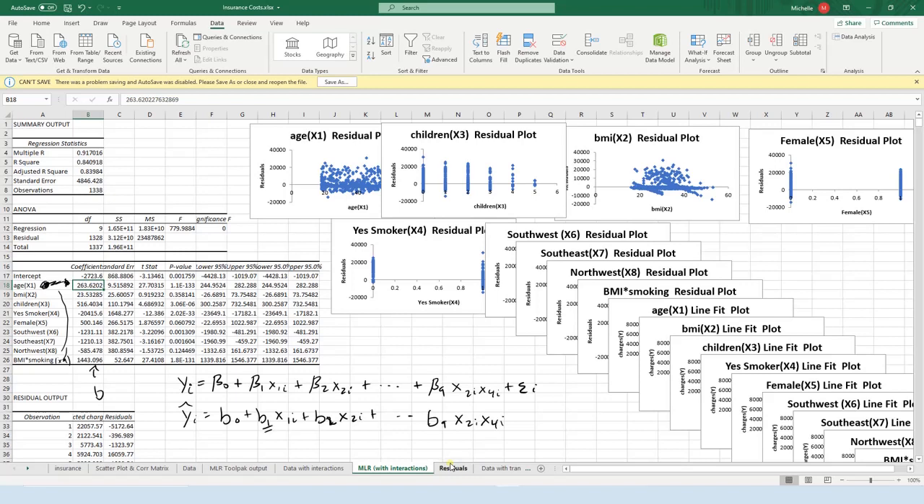What we want to do is think about what happens if we increase this x1 by 1 year. How does that affect y? And we want to hold everything else constant. That's the difference between making interpretations of a simple linear regression model and a multiple linear regression model. In a simple linear regression model, you don't have other things to hold constant, but in a multiple linear regression model, you do.